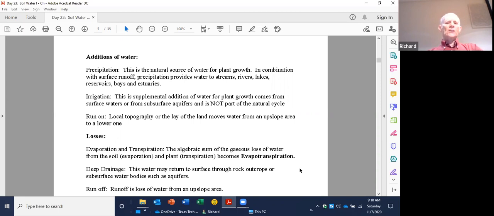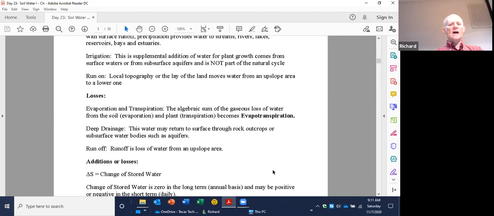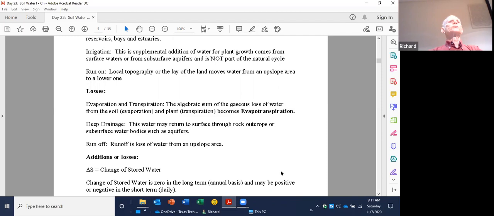Run-on depends on local topography, or lay of the land. If land is low, water moves onto it from an upslope area. Those are additions of water for any particular area. We talk about losses. We have evaporation, which is water loss from the bare soil surface to the atmosphere, or from paved parking lots and things like that to the atmosphere. It changes from a liquid to a gas.